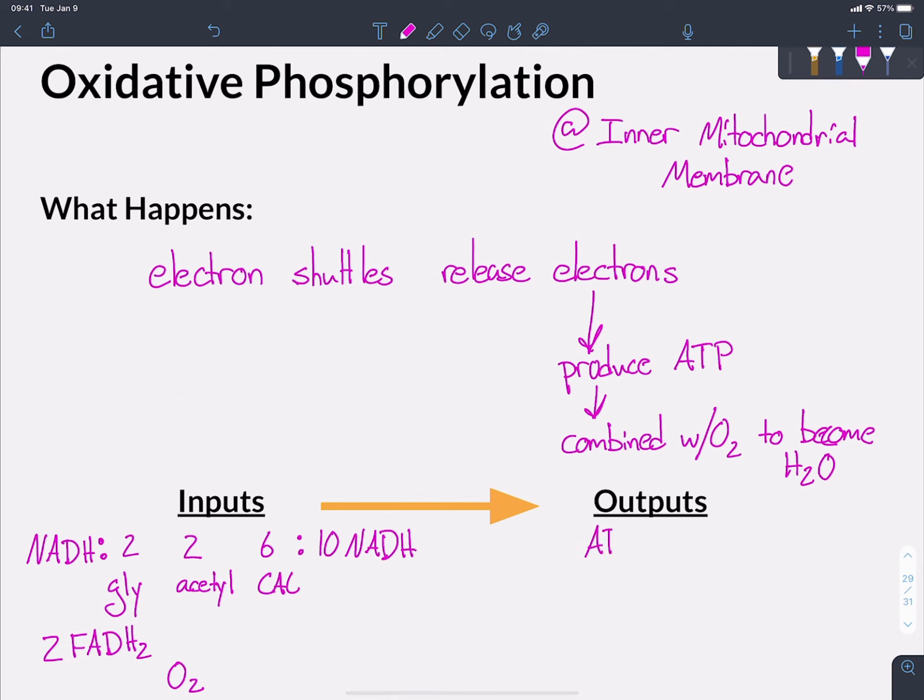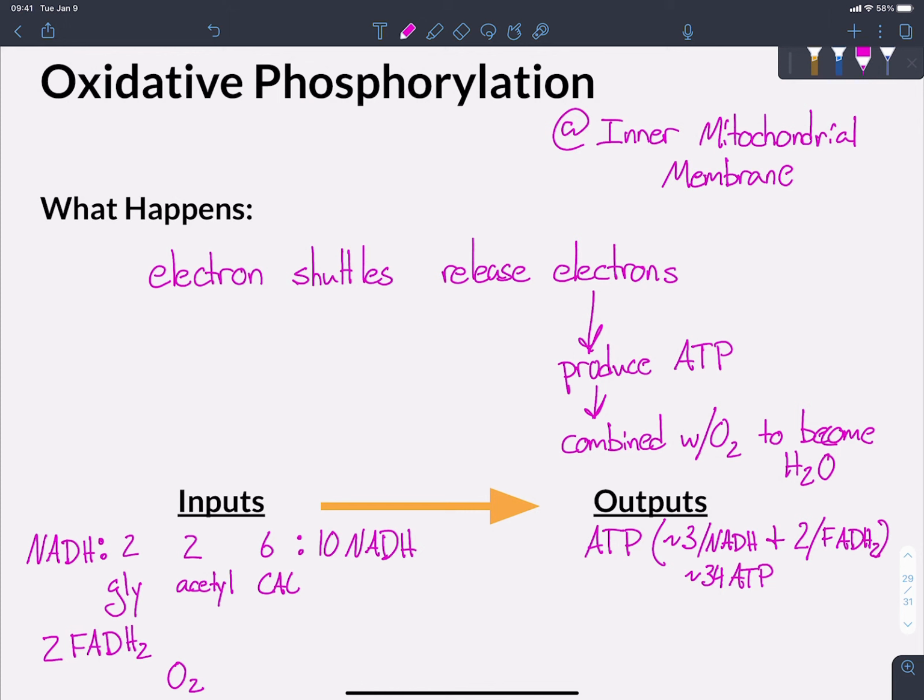And what are we going to get out? We're going to get out ATP. Roughly, we get 3 per NADH and 2 for every FADH2. So if you think about that, we've got 10 NADHs, so that's 30, and 2 FADH2s, so that takes us to 34, right? So about 34 ATPs produced. The reason why it's about is because they're not directly connected to each other.